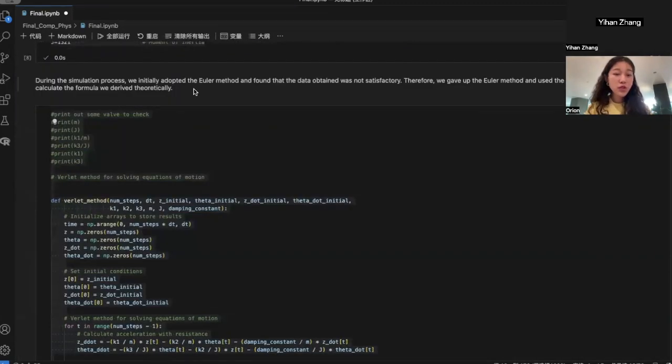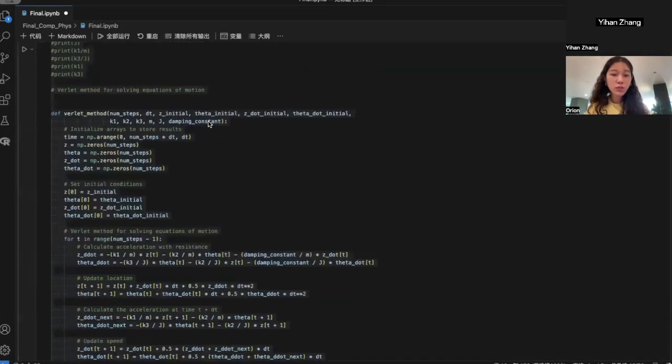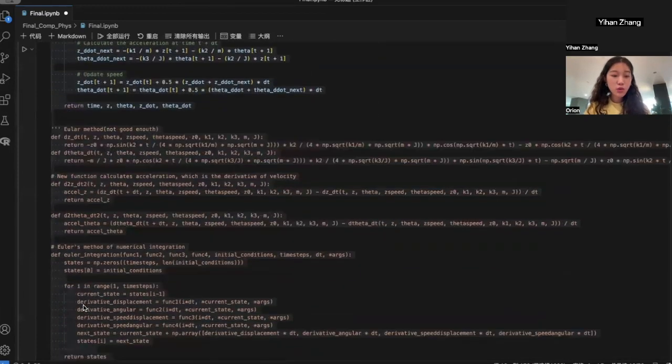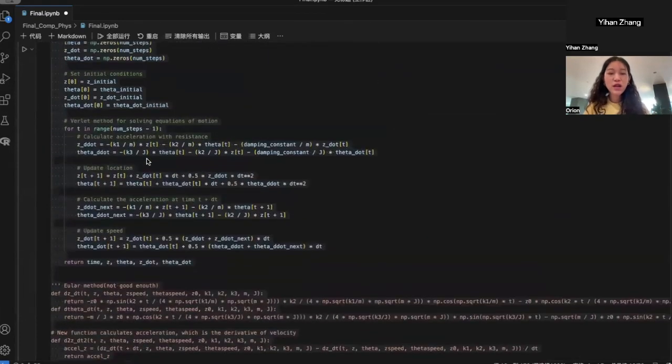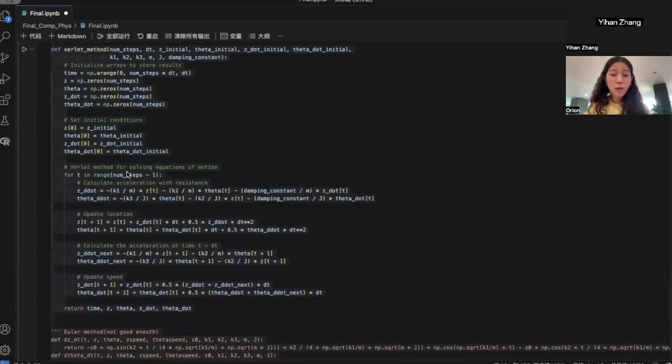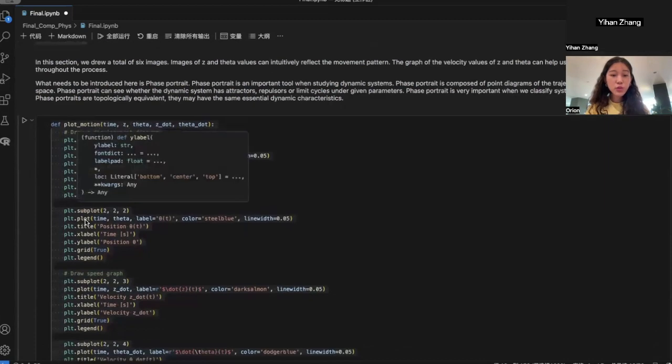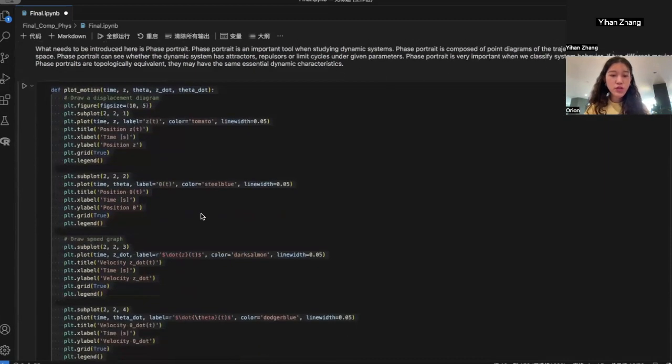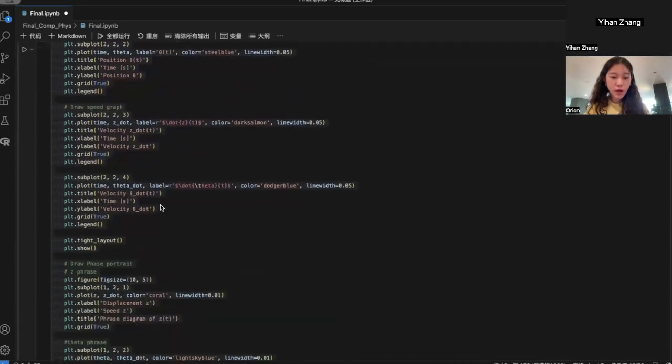During the simulation process, we initially adopted the Euler method, which is shown here, and then we found that compared to the Verlet method, it's not as stable and also it's less accurate. So we decided to go with the Verlet method here by using the formulas that we talked about before, and here is the code. In this section, we plot the results that we get from the Verlet method with all the plots.